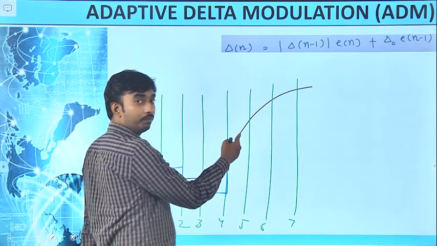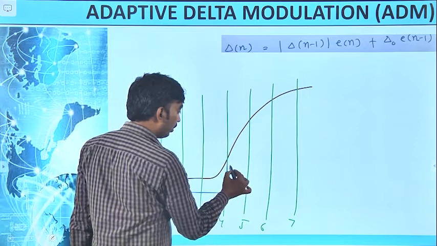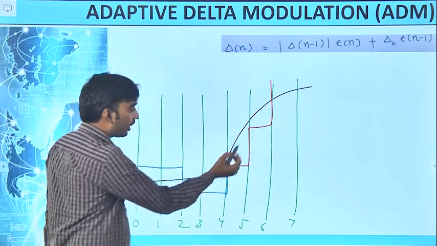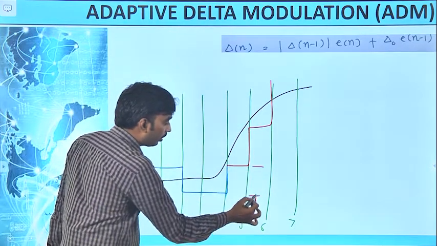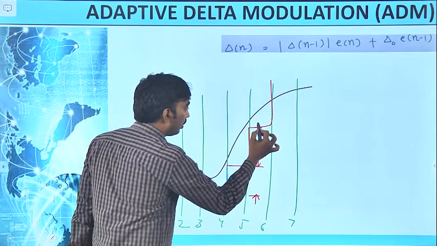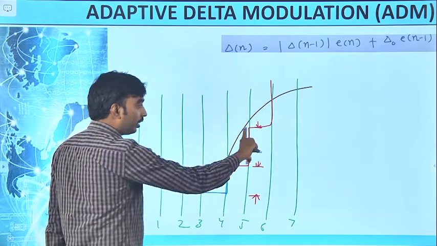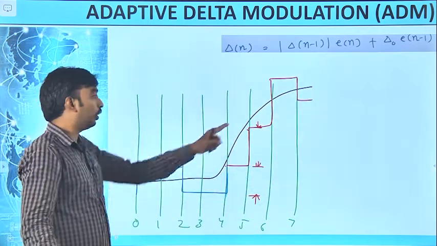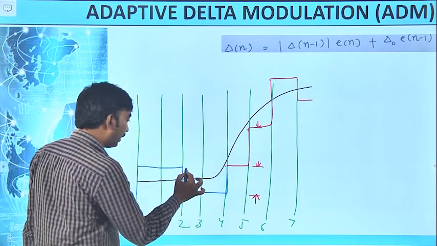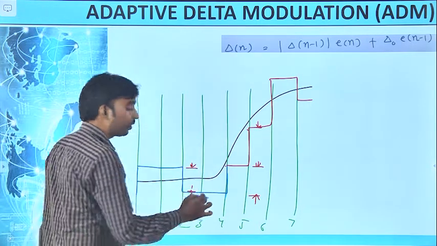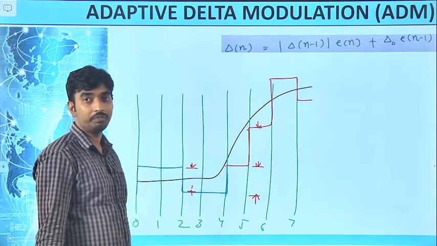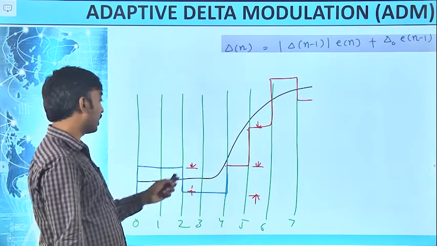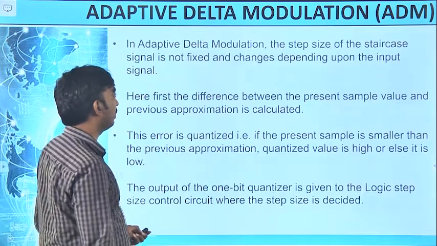When the input signal slope is very high, now you see the step size is varied. Now this is the step size here, now this is the step size here, right? The step size is varied. So different step sizes we are following, hence it is called adaptive delta modulation, right? This is how I am going to overcome the slope overload distortion as well as granular noise, right?